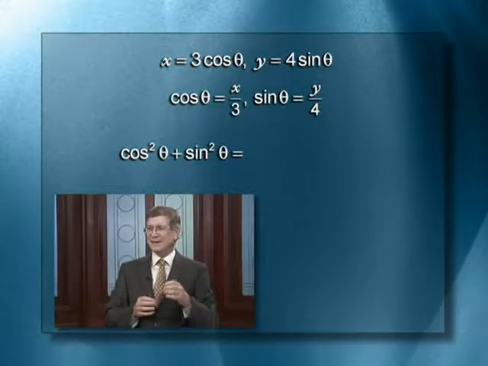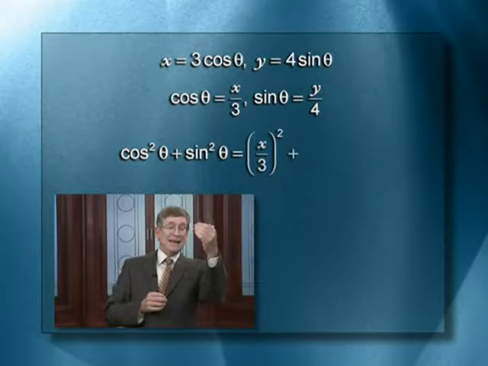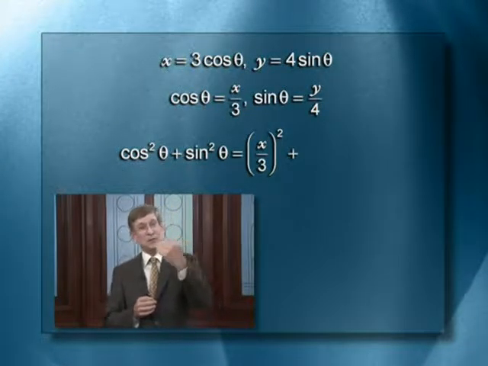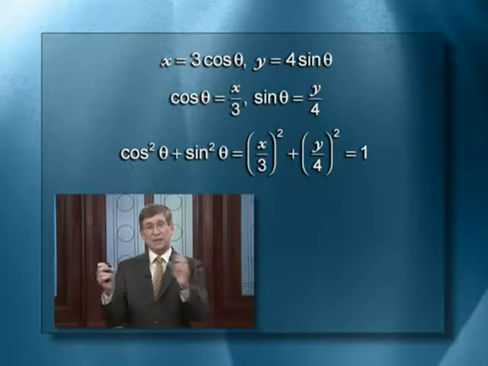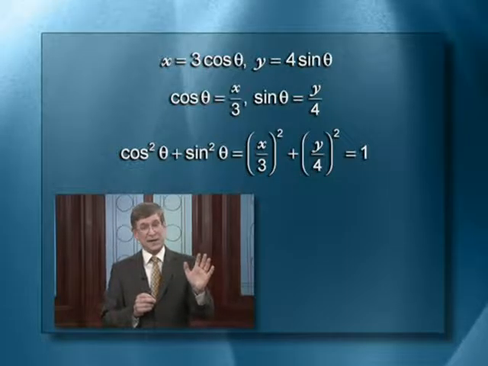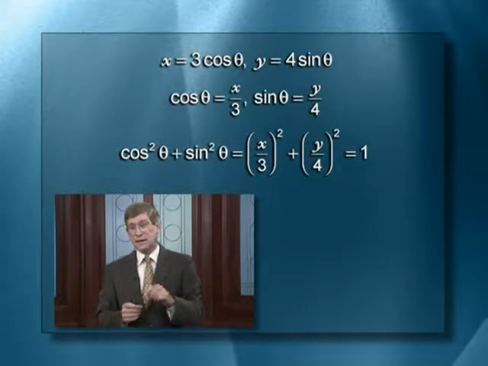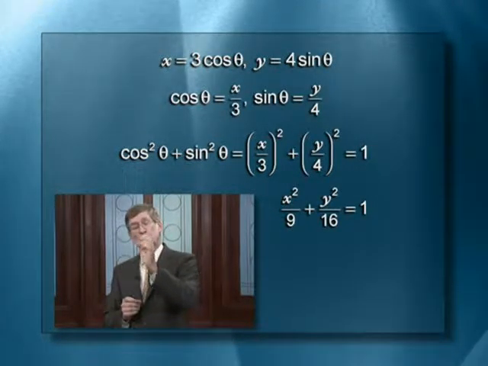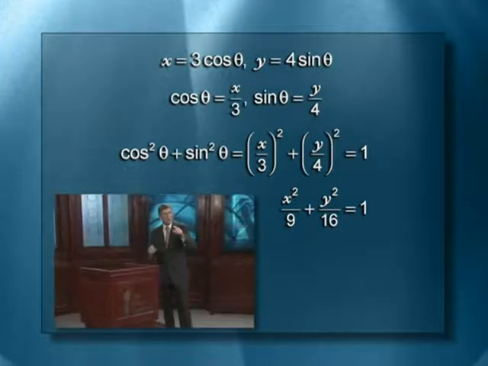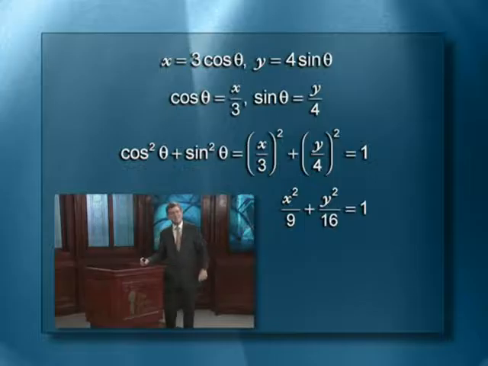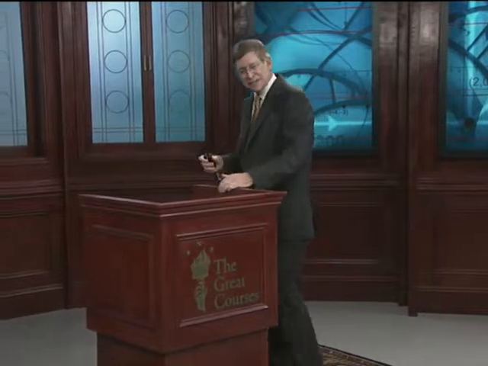What do I get? Instead of cosine squared, I get x over 3 quantity squared. Instead of sine squared, I get y over 4 quantity squared. Add them up. It equals 1 by the trig identity. And now simplify it. X squared over 9 plus y squared over 16 equals 1. Do you recognize that guy? Right. That's an ellipse. Isn't this neat? Those parametric equations trace out an ellipse.